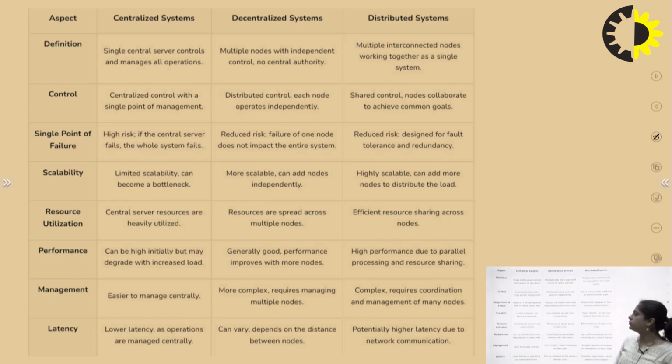The definition: first we will see through this aspect. The definition of the centralized system is a single central server that controls and manages all operations.